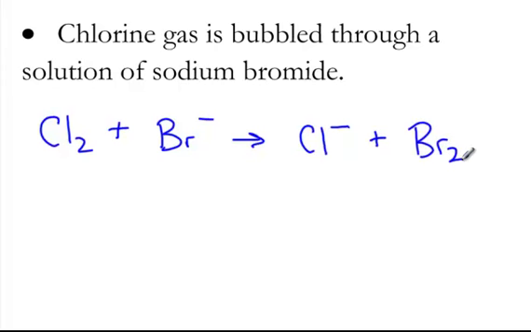We do have to balance this. Since we have two bromines at the end, we need two bromines at the beginning. Since we have two chlorines at the beginning, we need two chlorines at the end. This balances out not only our atoms, but our charges as well.